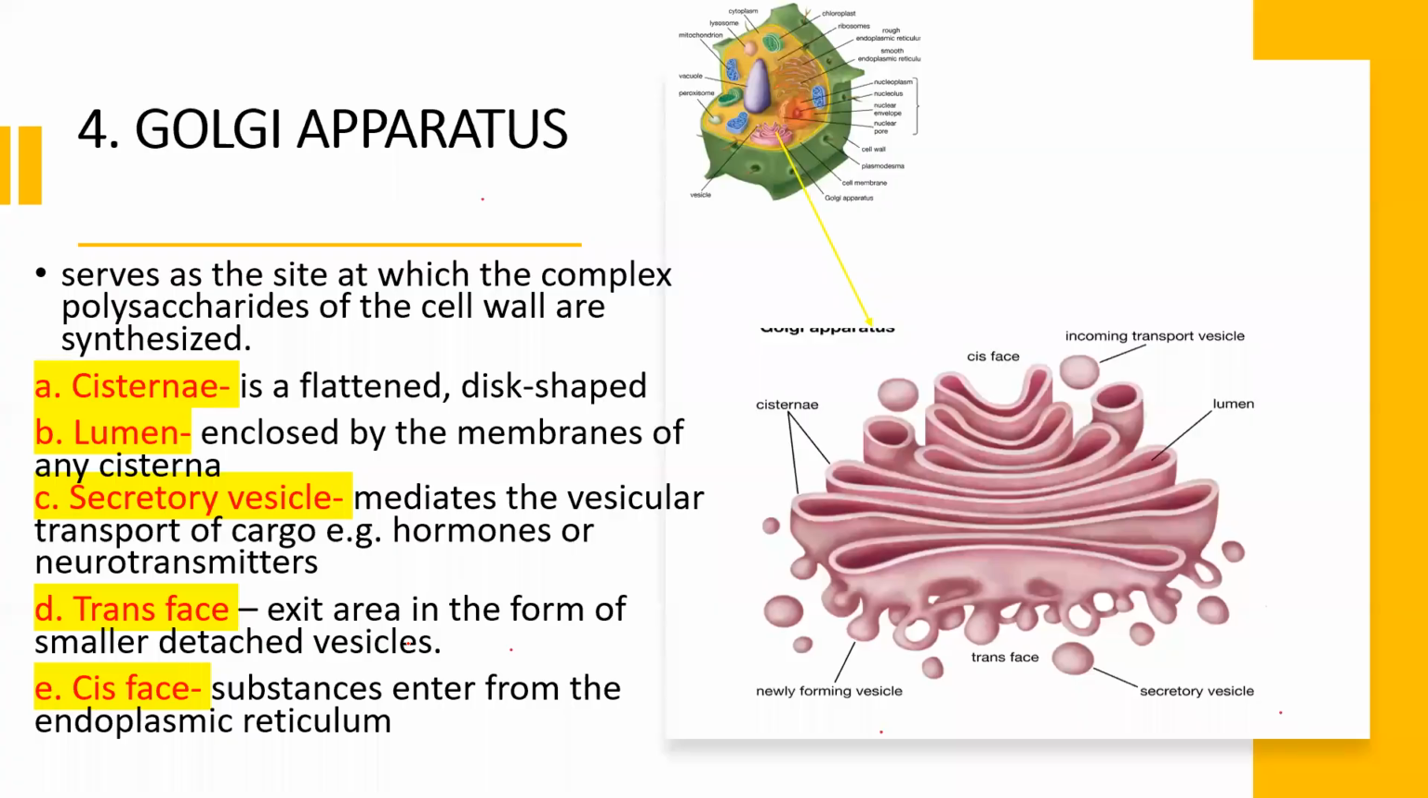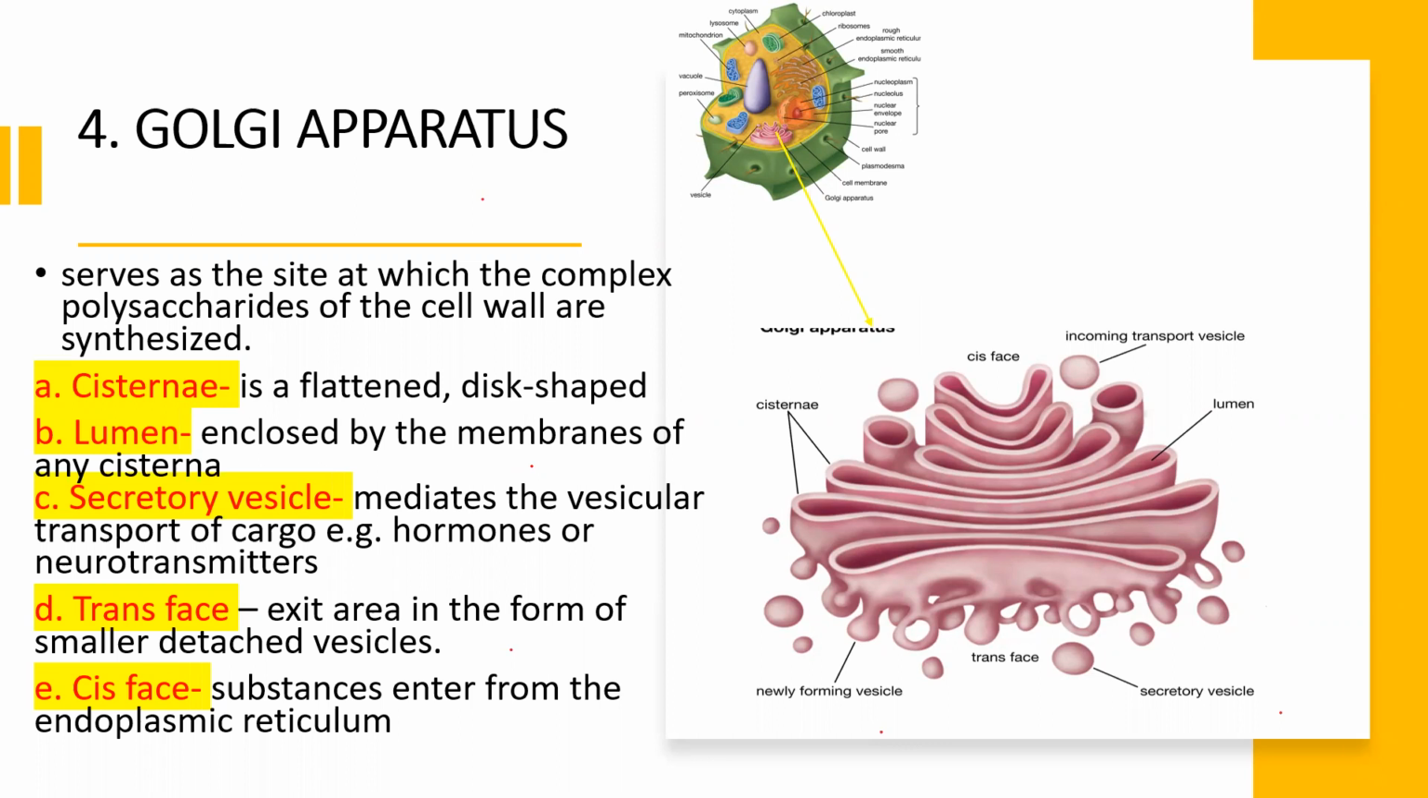So number 4, we have the Golgi apparatus. So there are a lot of parts doon sa Golgi apparatus natin. Ang Golgi apparatus serves as the site at which the complex polysaccharides of the cell wall are synthesized. So meron tayong 5 parts ng ating Golgi apparatus.